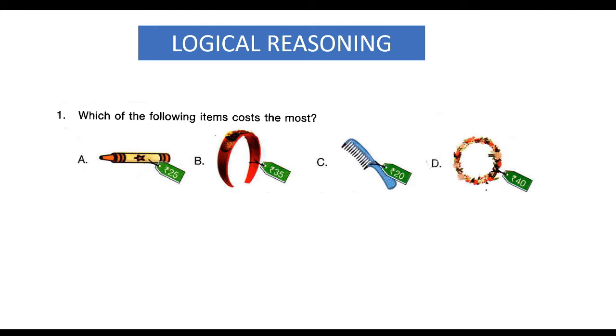There are 4 items given: a sketch pen which costs 25 rupees, a hairband which costs 35, a comb which costs 20 rupees, and a bangle which costs 40 rupees. So we can see that the bangle costs 40 rupees, which is more than the sketch pen, the hairband, and the comb. So answer would be D, which costs 40 rupees. So that is the most expensive item on the list.